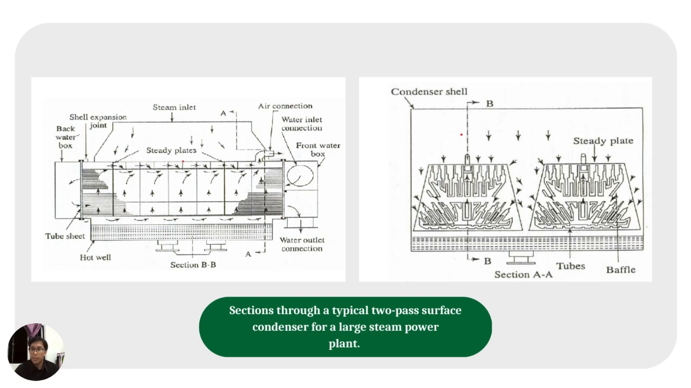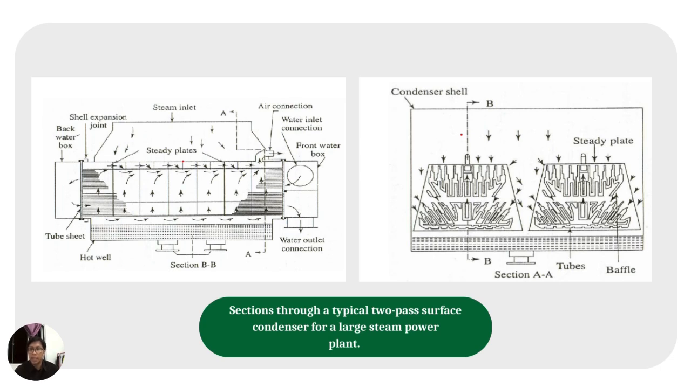Here we can see the tube bundle where the actual heat exchange occurs. Exhaust steam flows over the tubes while cooling water circulates inside them. This temperature difference drives heat transfer, condensing the steam. The water box at either end distributes the cooling water to the tubes and collects it after it has passed through the bundle. The baffles, seen here, direct the flow of steam across the tubes, ensuring efficient heat transfer and maximizing the contact surface area.